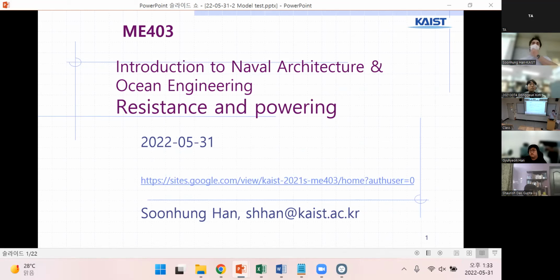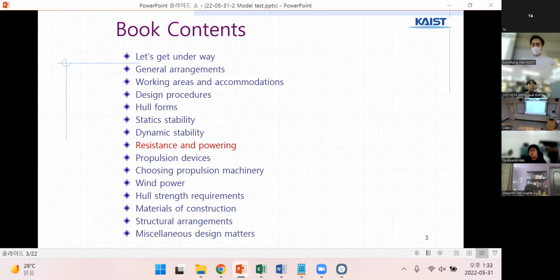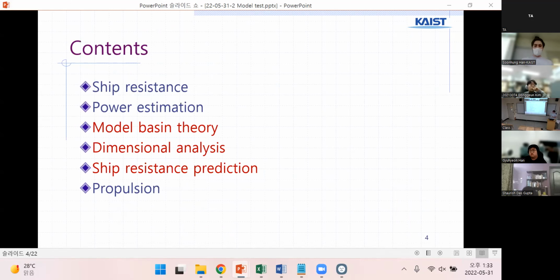So hello everyone, today I'm doing my student lecture about resistance and powering. We will talk about the chapter just before the one we talked about here, resistance and powering. In this presentation, you will see three different themes: the model basin theory, the dimensional analysis, and the ship resistance prediction.